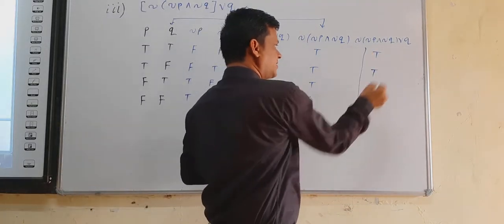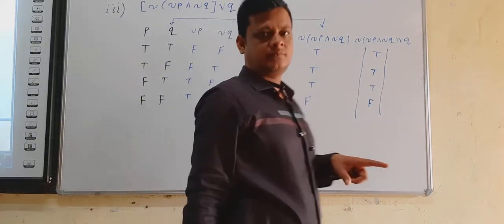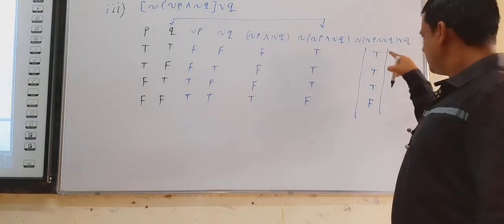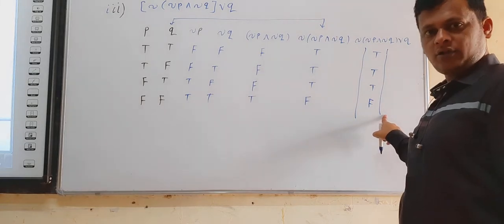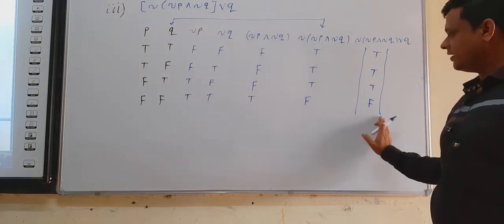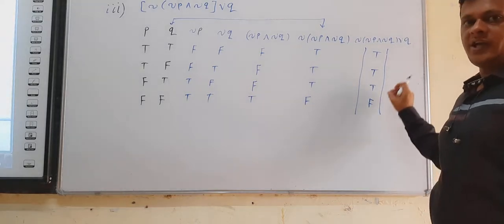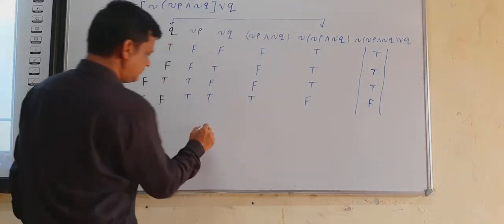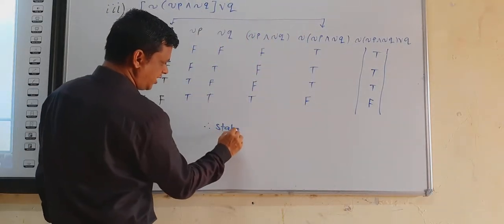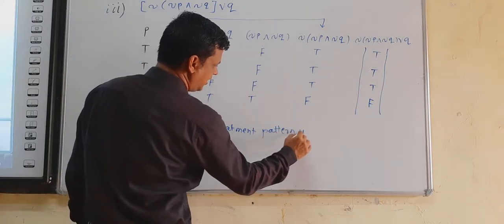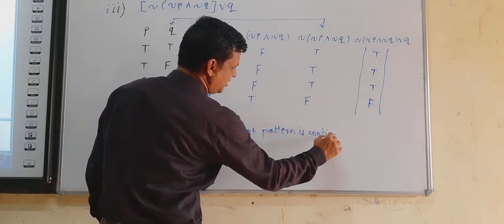These are the entries in the last column. All entries are not true, all entries are not false. Here some entries are true, some entries are false, therefore the statement pattern is a contingency.